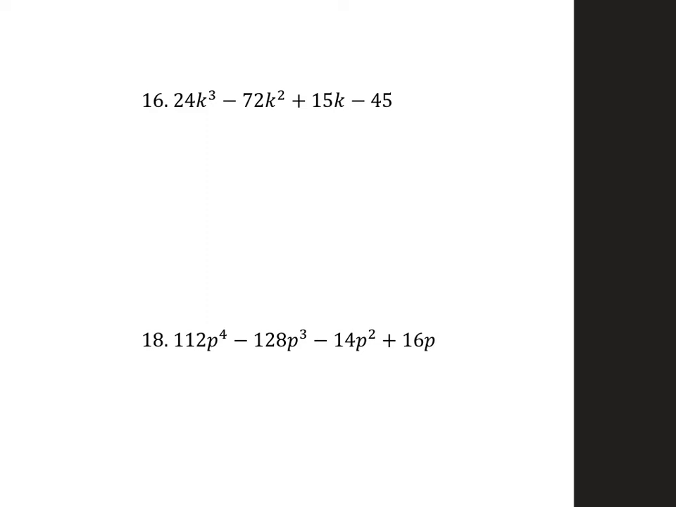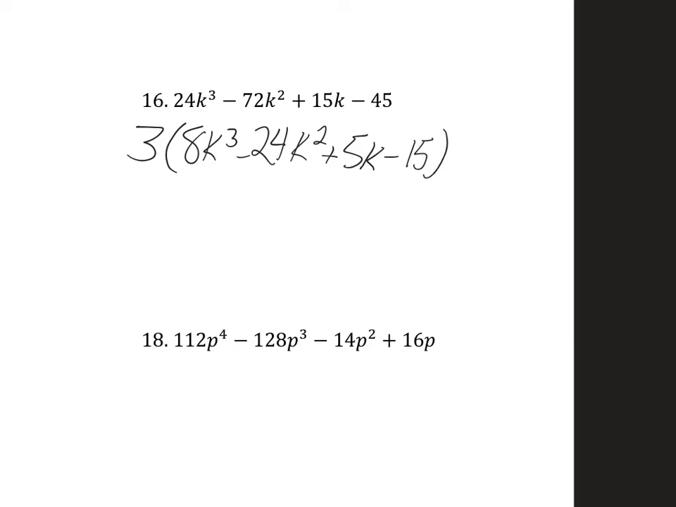So looking at this, all 4 of these should have a GCF. I'm thinking it should be 3, so I'm going to pull out a 3, and then I can't pull out any k's. So let's double check and make sure that I was right. 24 divided by 3 is 8k to the third, minus 72 divided by 3 is 24k squared, plus 5k minus 15. And then none of those have a GCF. Yeah, 5 and 8 don't have anything together. So we picked out the GCF.